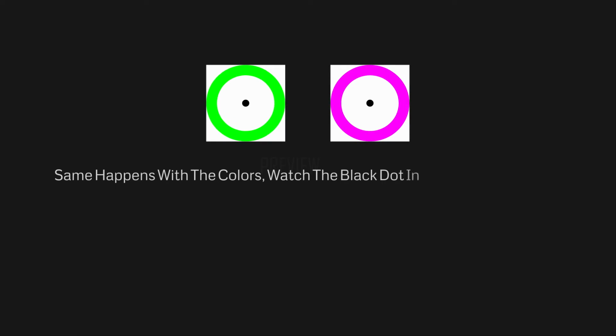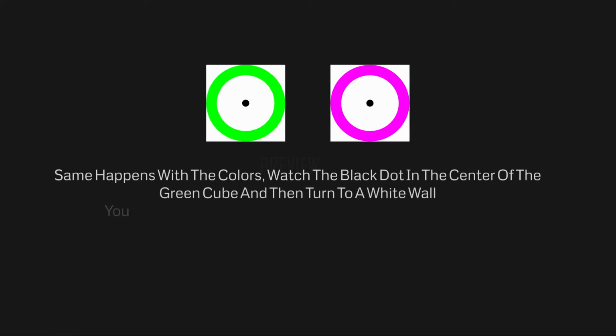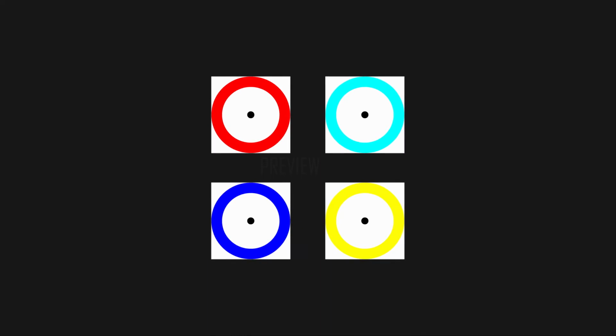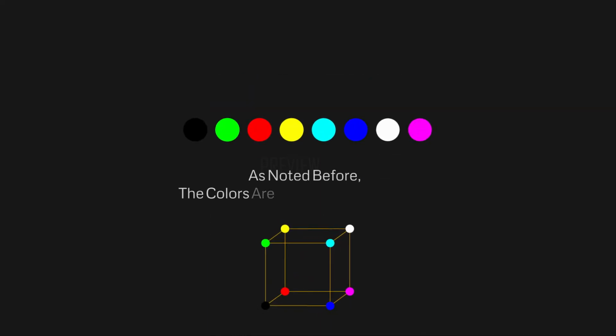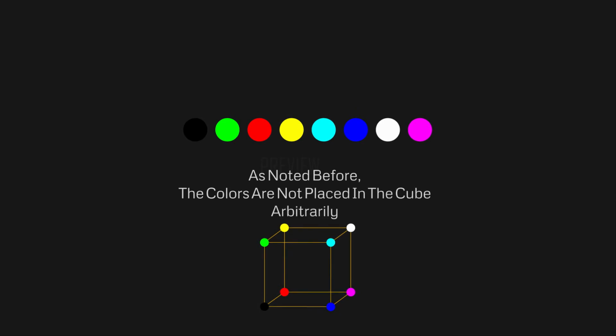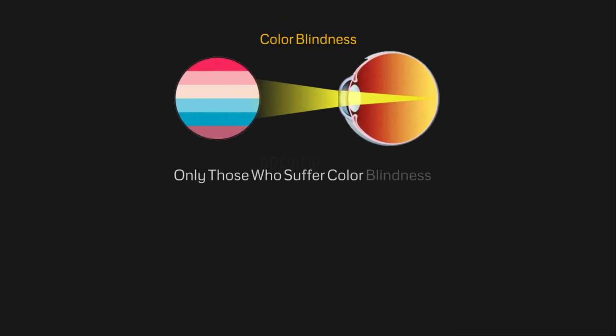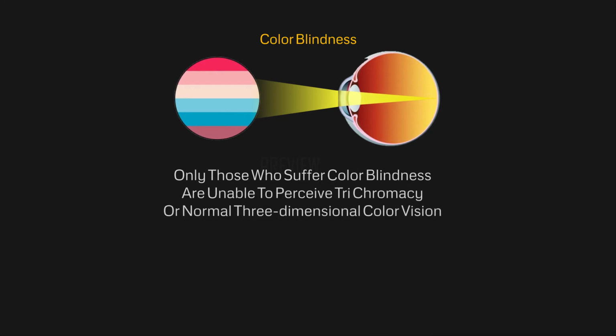Watch the black dot in the center of the green cube, and then turn to a white wall. You will see magenta, the opposite color, and vice versa. Repeat the experiment with red and cyan, blue and yellow, and the results will be the same. As noted before, the colors are not placed in the cube arbitrarily. There is a scientific reason, which is that the brain creates an image of the opposite color to maintain equilibrium. Only those who suffer color blindness are unable to perceive trichromacy, or normal three-dimensional color vision.